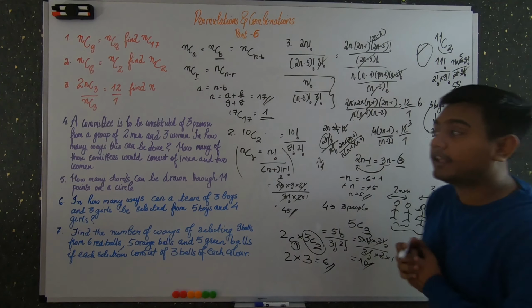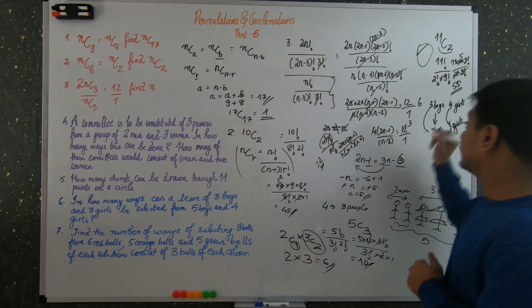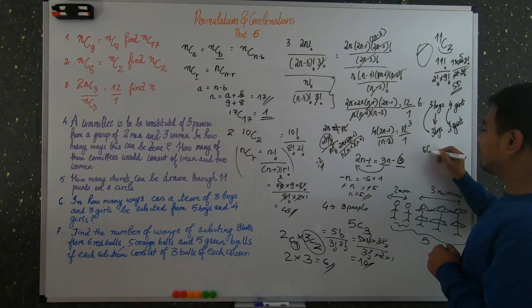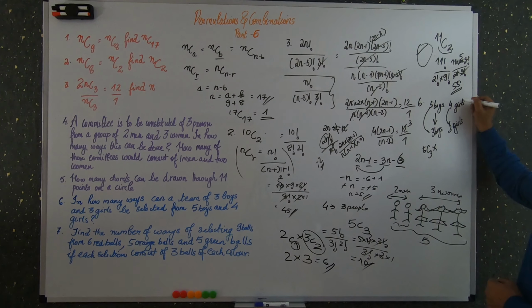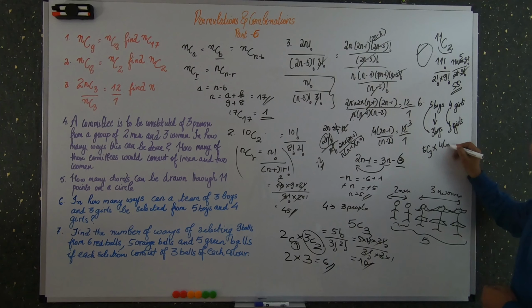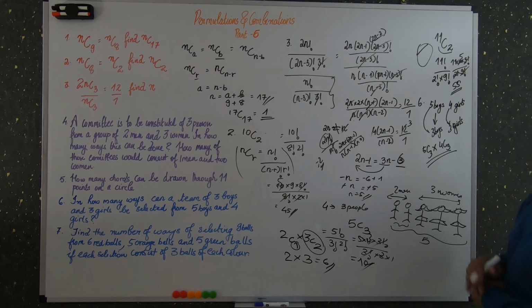So, what are the number of combinations possible? This can be done in 5C3 ways and into how many girls? 4C3, right? So, this is the possible number of combinations.